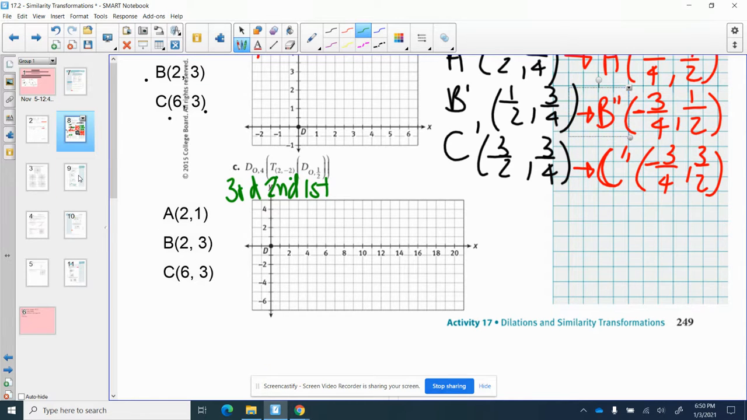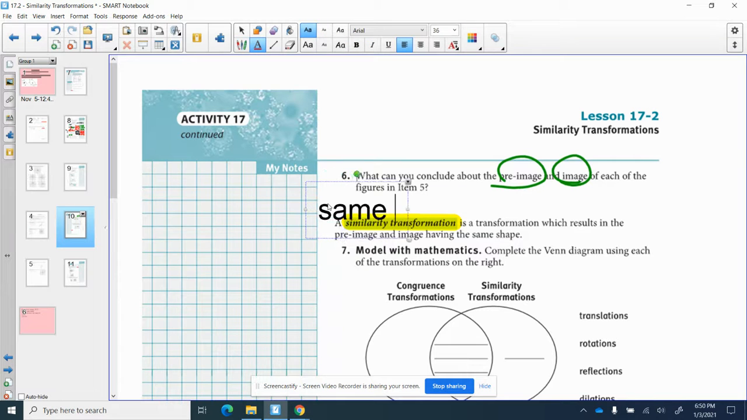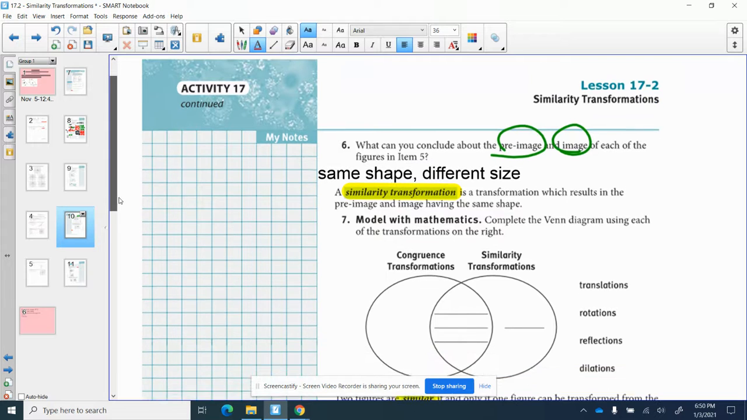Okay. Now, what all this leads back to is the idea that they are similarity transformations, because in all of these, the pre-image versus the image are the same shape, but a different size. Okay? That's the big thing with what we're seeing here with these dilations. So again, these are called similarity transformations because they keep that same shape, but they just change our size.